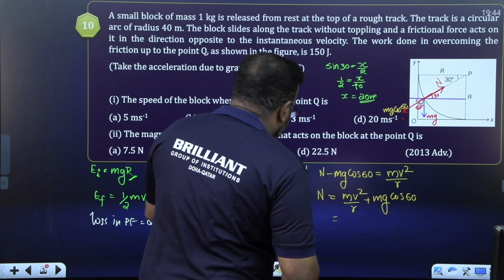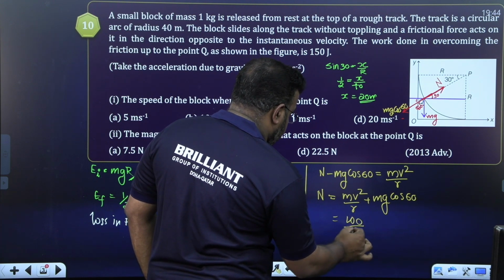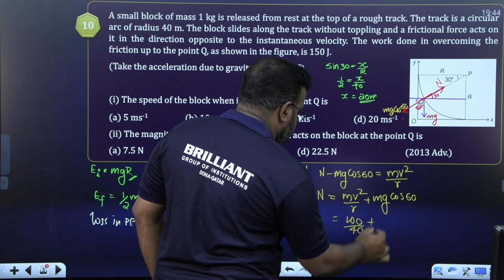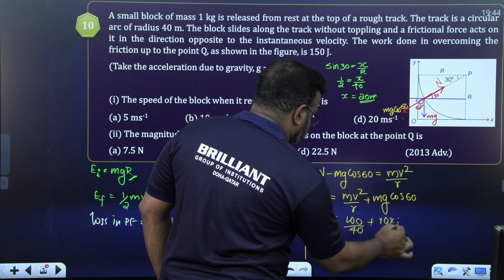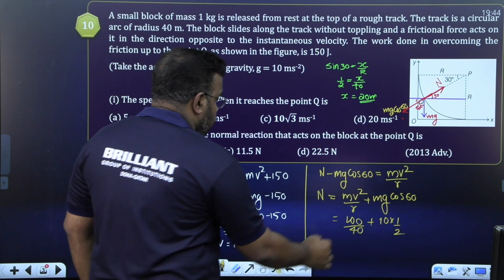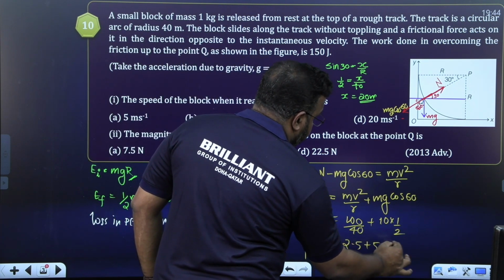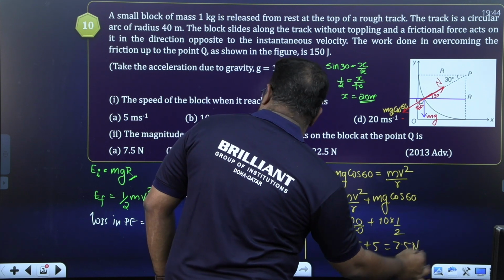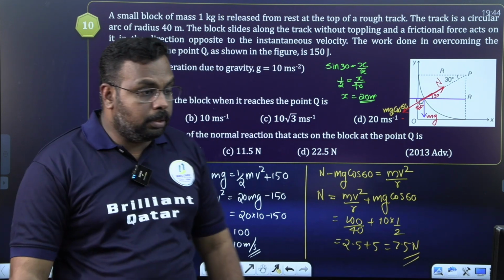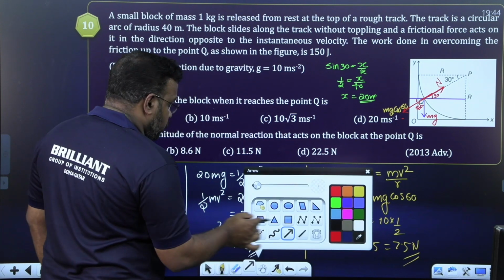The v value we already got here is 10, so substitute: mass is 1, v square is 100, 100 divided by 40, the radius is 40, plus 10 into cos 60, which is 1 by 2. So 10 by 4, that is 2.5, plus 5, equals 7.5 Newton. That is the answer for this question. The correct answer is 7.5, so option A is right.